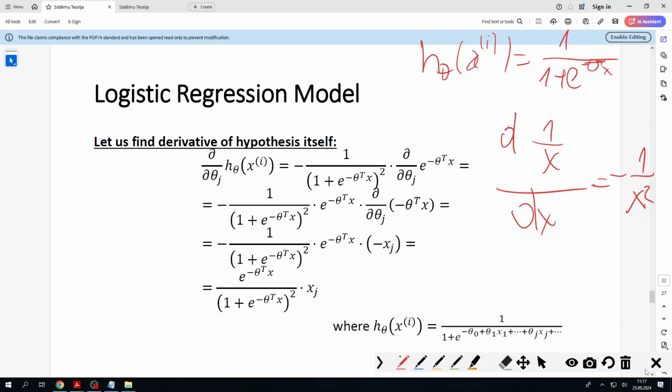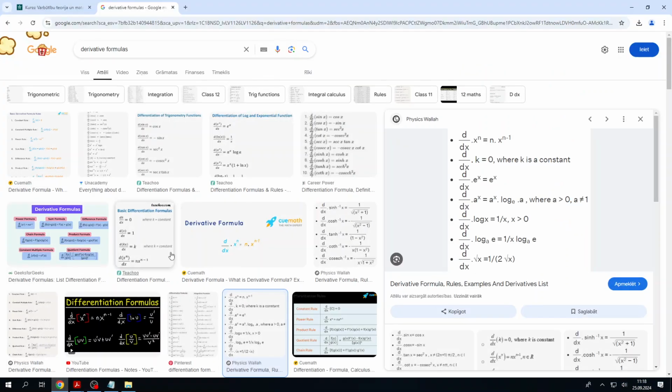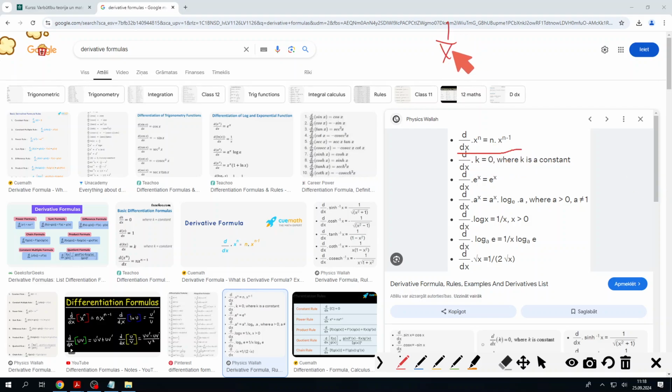Let's see if the table shows it. Yes, it does. It's the first rule here. So if you calculate of some power, and 1 divided by x can be represented as x at the power of minus 1, let me remind you, yes? So then you have to put this n in front, which is minus 1 multiplied by x at the power of minus 2, which is minus 1 divided by x squared, yes? So it is correct.